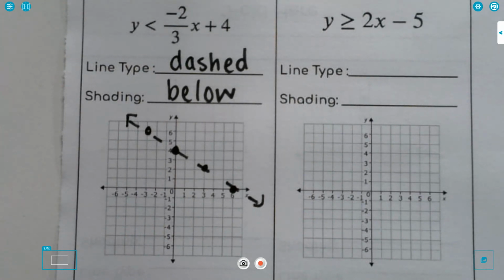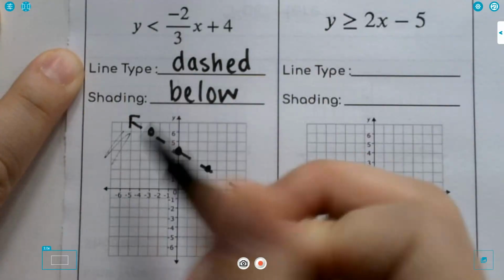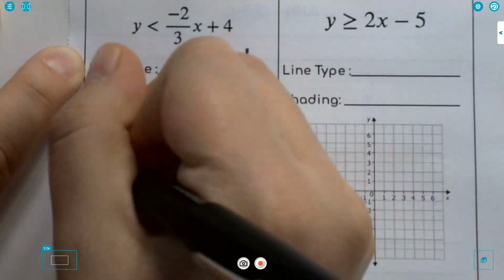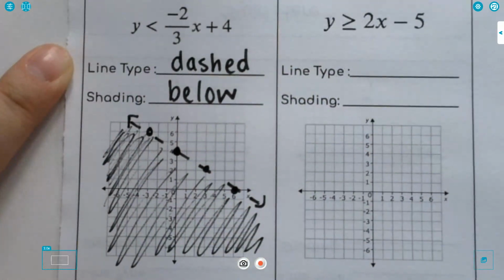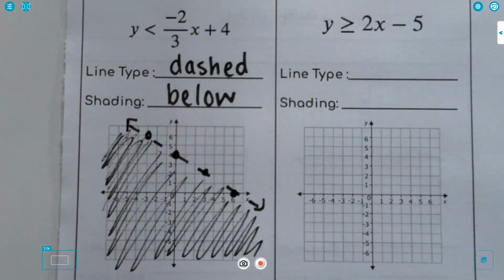And then our solutions are everything below that. So we can shade everything in below. And you don't need to color it in solid. You just need to shade it in. Oh my gosh, well, my pen's not working now. You just need to shade it in enough that we can tell this side is shaded. So you're shading everything below it.